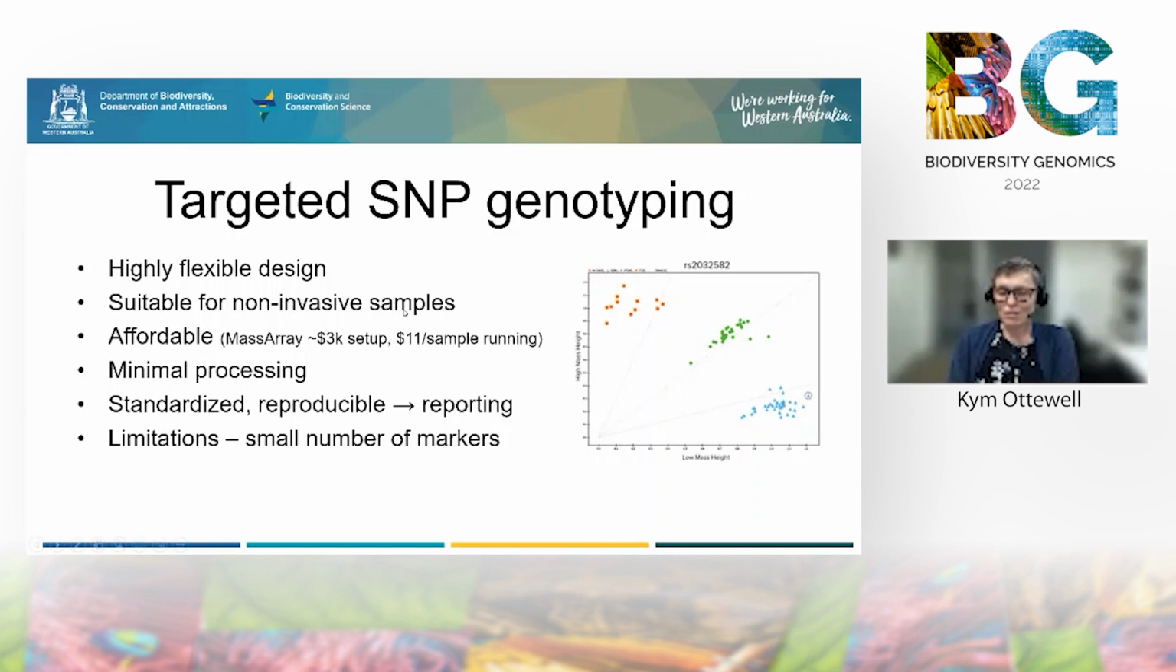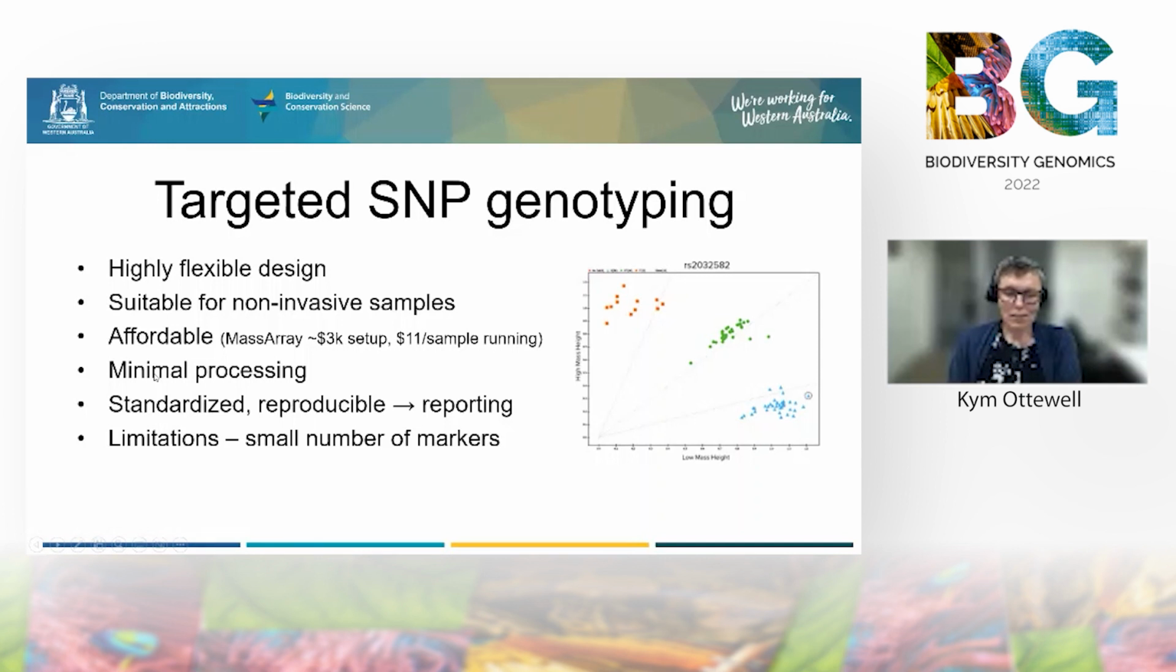We find that the MassARRAY platform that we're using in particular has been suitable for non-invasive samples, so for scat samples, and we're about to test hair samples. The setup and running costs are affordable for these approaches. The MassARRAY in particular took, in Australian dollars, about a 3,000 setup, whereas running each sample, the costs are down around $10 to $11.